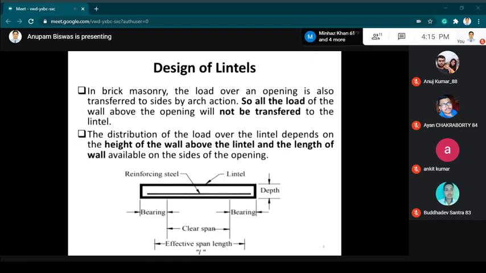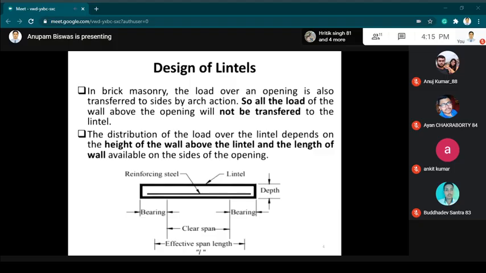Just remember that, due to arch action, we know what an arch is. All the horizontal and vertical forces are transferred to the two end supports, and you won't find any force in between. All the forces are transferred to the end bearing. So this is the arch action, and that is why not all the loads are transferred to the lintel, and some of the loads are transferred to the supports of the wall.